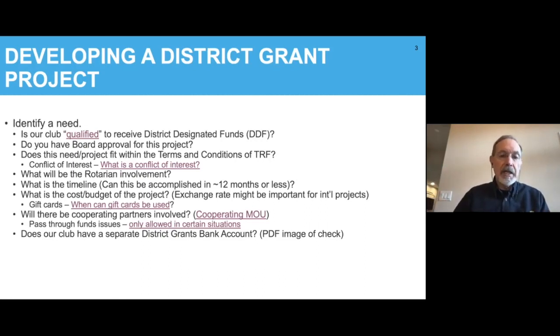You can't be commingling dollars back and forth between the club account and the district grants account. Once the funds are in the district grants bank account or sub account, all money supporting that grant or that project needs to be spent out of that account. So checks have to be written on that account or that sub account. Or if you have a debit card in your club, you have to have a debit card on that particular sub account. That's the Rotary Foundation requirement for isolating those funds. And if you have questions on that, we can talk more about that.